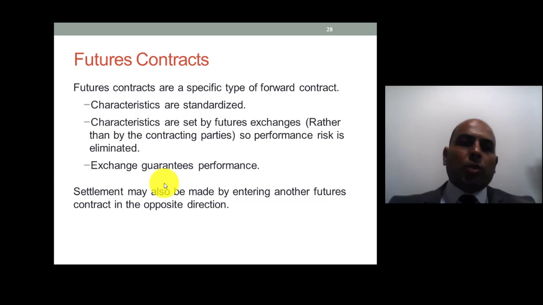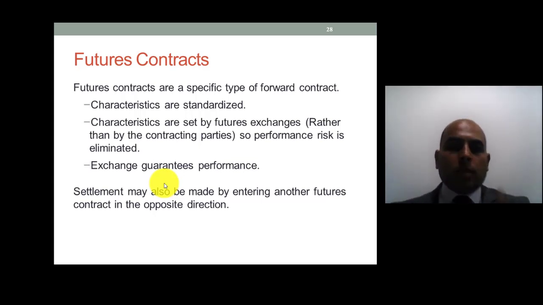The main difference between a future contract and forward contract is that the characteristics are standardized, and we have a future exchange. Yani, we execute the future contract in the financial market.